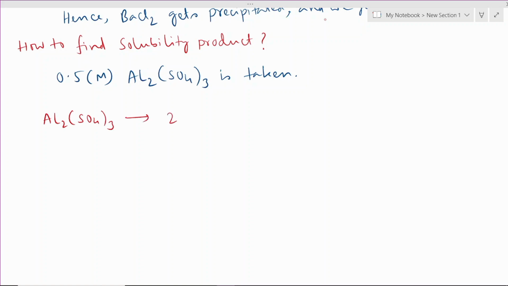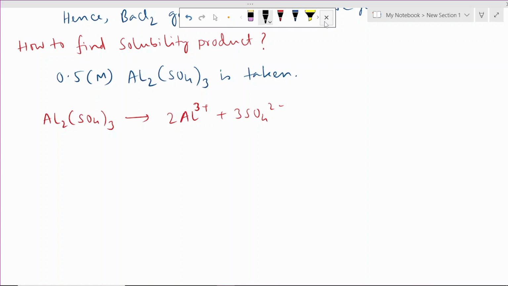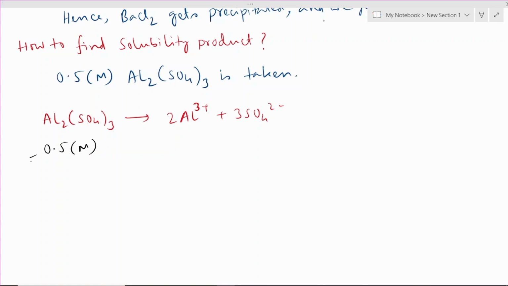So we know that aluminum sulfate dissociates as follows: 2Al3+ and 3SO4 2-, and the concentration of aluminum sulfate is 0.5 molar. This is also called the solubility of aluminum sulfate. Now, as 2 equivalents of Al3+ are there, the concentration of Al3+ is 2 into 0.5 molar, and as 3 equivalents of sulfate ion are there, the concentration of sulfate ion in the aqueous solution will be 3 into 0.5.